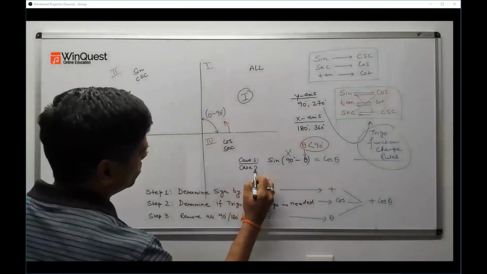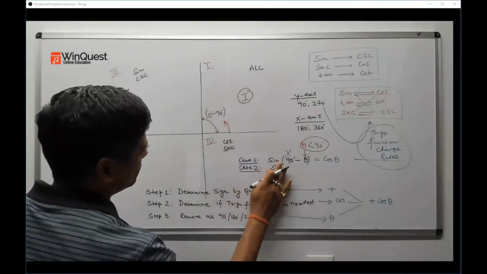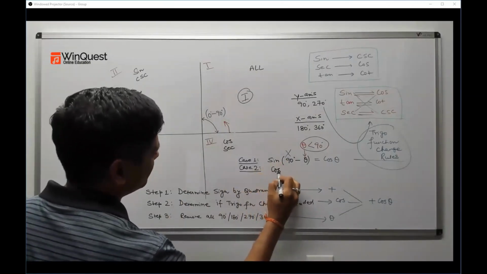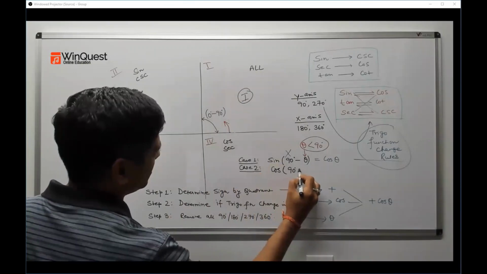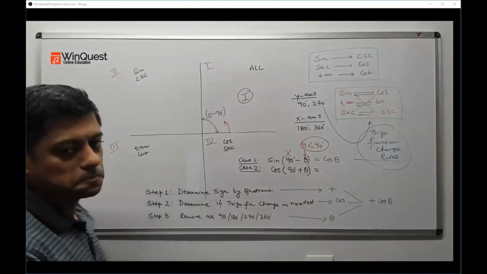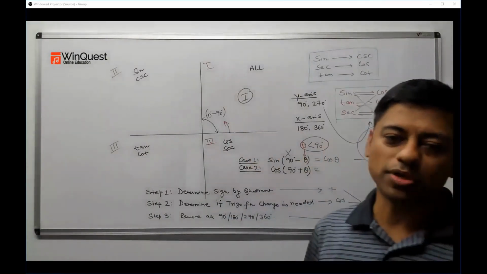Case number 2. Let's take cos of 90 degree plus theta equals to what? Who wants to try? First step, who wants to try?